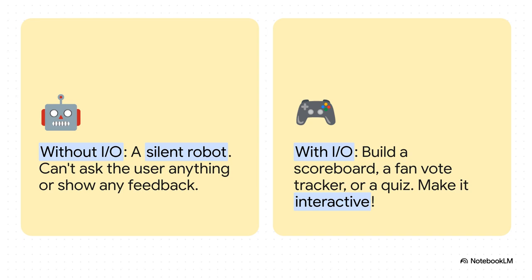Without input and output, a program is just a silent robot. It can't ask you anything. It can't show you anything. It's useless. But the moment you add them, now you can build a scoreboard. Now you can create a fan vote tracker. Now you can make a quiz. The possibilities just explode. They become infinite.